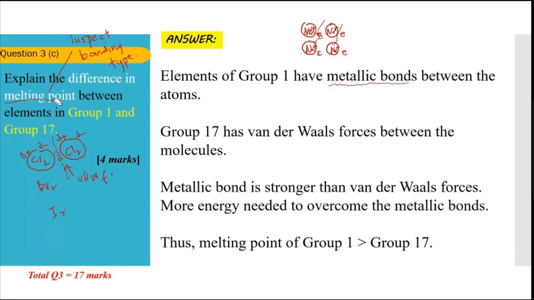So when you talk about melting or boiling point, always inspect the bonding type. It can be primary bond: covalent bond, ionic bond, metallic bond. Or it can be intermolecular forces, which is called secondary bond. It will be van der Waals forces, hydrogen bond. And you already learned that, in comparison, generally secondary bond or intermolecular forces are about 25% of the strength of primary bond, so they are weak.